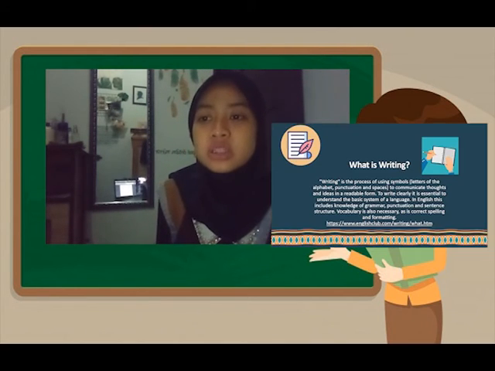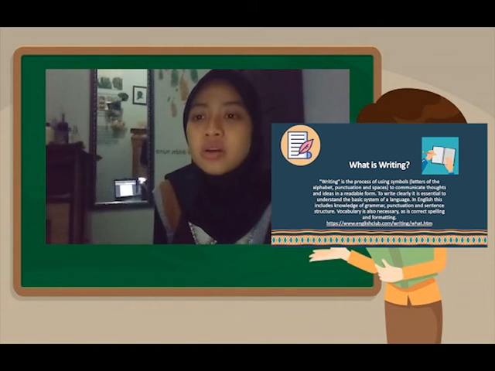So what is writing? Writing is the process of using symbols, letters of the alphabet, punctuation, and space to communicate thoughts and ideas in readable form. To write clearly, it is essential to understand the basic system of language. In English, this includes knowledge of grammar, punctuation, and sentence structure. Vocabulary is also necessary, as is correct spelling and formatting.